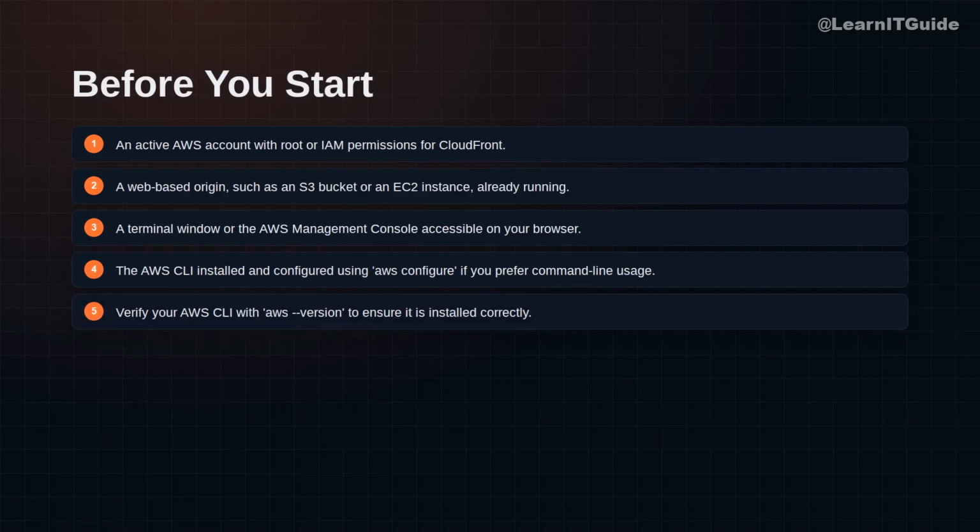Before you start, there are a few things you need. You will need an active AWS account with the right permissions. You must have an origin server like an S3 bucket ready to serve content. You will need access to the AWS Management Console or the AWS CLI. If you are using the CLI, ensure it is installed and configured. You can verify this by running the command shown on screen. If you have not done this, take a moment to set up your environment before moving forward. Take a moment to review each point shown on screen.